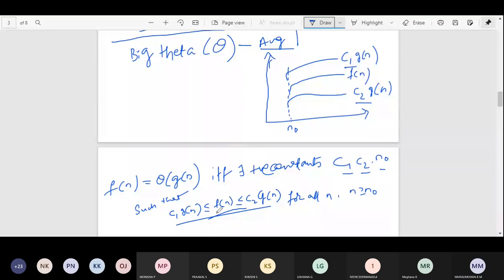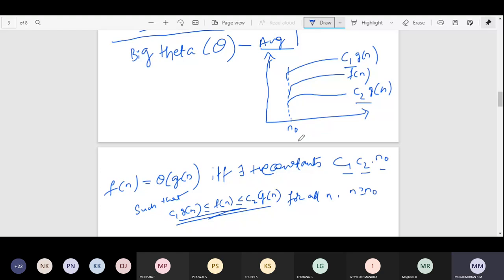Is this right? Kindly respond, please. Whatever equation we wrote here, is it right? Yes, sir. How is it right? How is this C1 g of n less than f of n? According to the graph, how is this right?